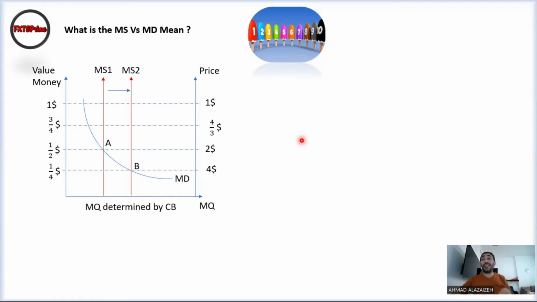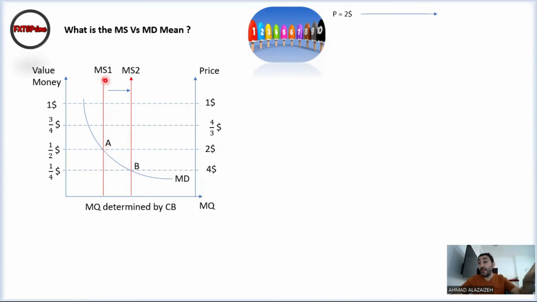So let's now take an example of 10 ice cream pieces, and let's think that this is the basket. Okay, the 10 ice cream pieces are the basket. So we take a simple example. Let's say the price for the basket, the 10 ice cream pieces, is $2. So it was $2 when the money supply was at money supply 1.